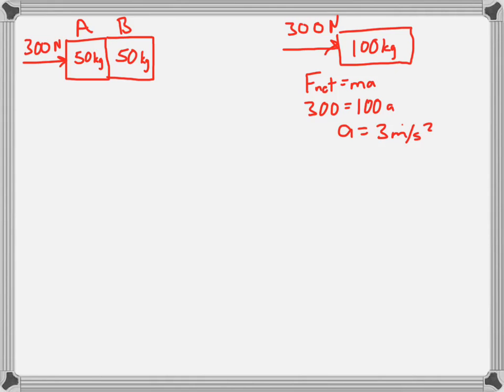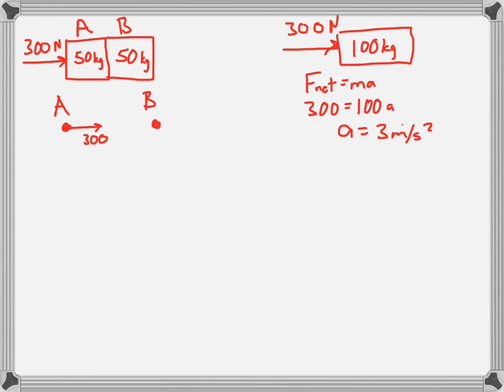Now, I think some of the confusion that comes through these two-body problems is the fact that we're not actually used to making two different free body diagrams. So let's make a free body diagram for box A, and let's make a free body diagram for box B. So on box A, we have this pushing force of 300 newtons right here, and that is going in this direction.